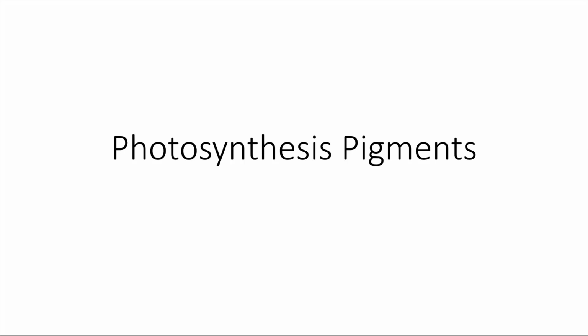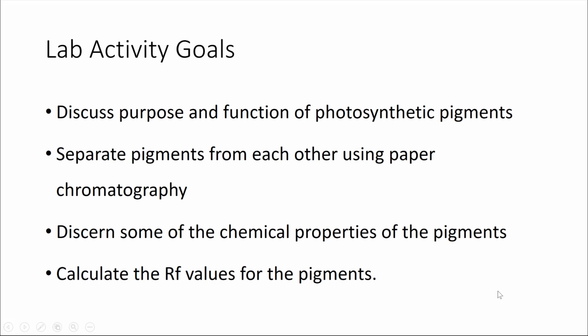In this lab activity, we're going to be looking at photosynthetic pigments. The goals for this lab: we want to discuss the purpose and function of photosynthetic pigments. We want to separate pigments from each other using paper chromatography. We're going to discern some of the chemical properties of these pigments based on their behavior during the paper chromatography. And we are also going to calculate the RF value for these pigments.